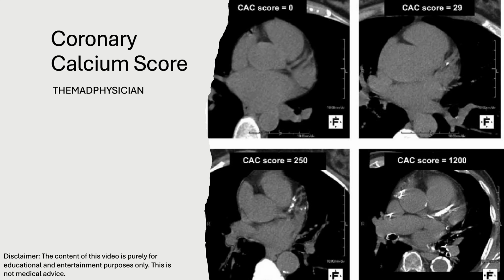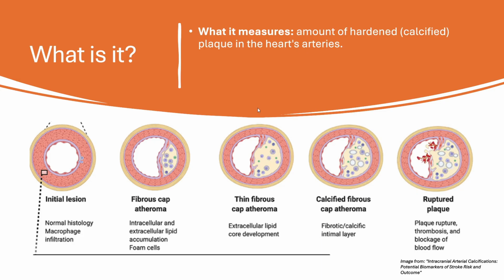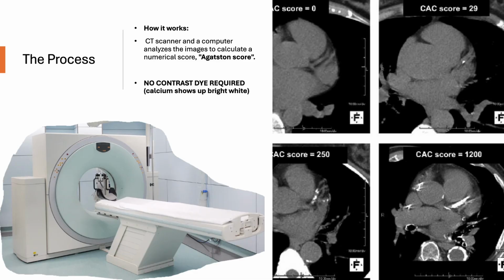Let's talk a bit about the coronary calcium score. A calcium score measures the amount of hardened or calcium plaque in the heart's arteries, and this is all part of a process called atherosclerosis, which actually begins quite early in life, around your 20s. To obtain a calcium score, you have to do a CT scan, and in this CT scan, no contrast is required because the calcium shows up as bright white.